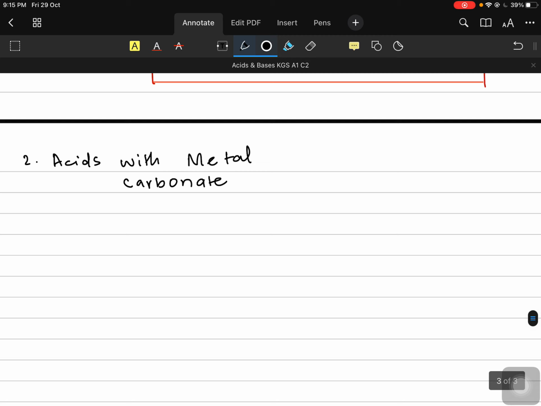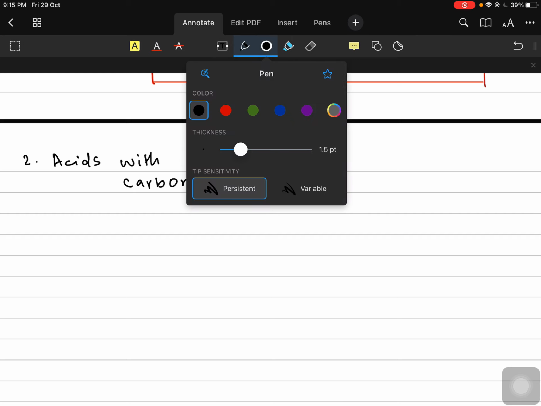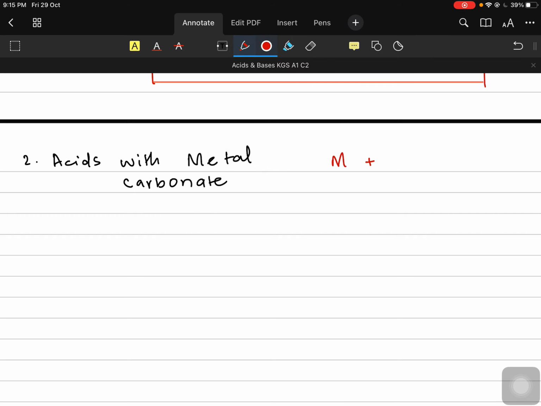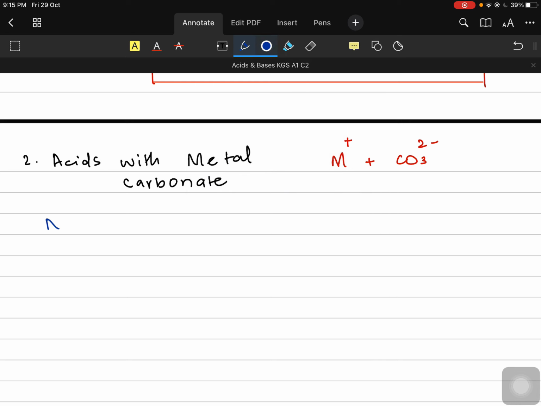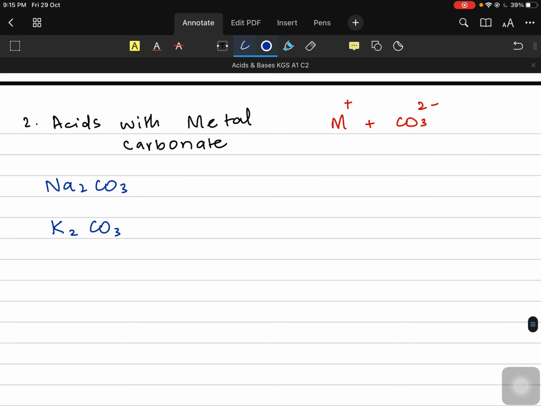A metal carbonate is a metal which has a CO3 charge with it. So we can have a metal plus CO3 with a charge of -2. A metal could be any metal with a charge of CO3 -2. So we can have sodium carbonate, potassium carbonate, or maybe magnesium carbonate.